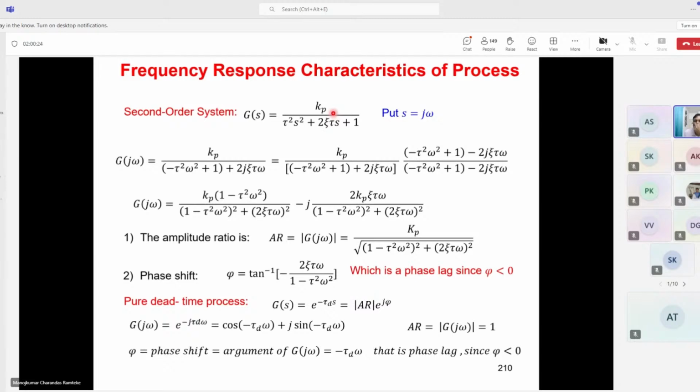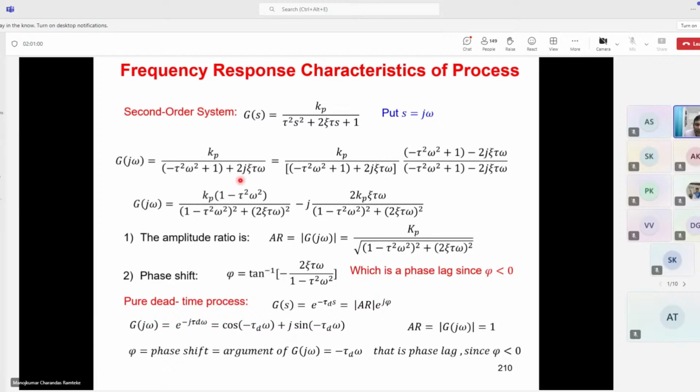So this is the transfer function. G of s is given as Kp divided by tau square s square plus 2 zeta tau s plus 1. Again, I can replace s by j omega. So what am I going to get? If I put s equals j omega here, s square will be j omega whole square, isn't it? So this j square will be minus 1. So I'm going to get minus tau square omega square, and these two terms I am combining here, so minus tau square omega square plus 1. And in this 2 zeta tau s, s is replaced by j omega, so we get 2 j zeta tau omega.